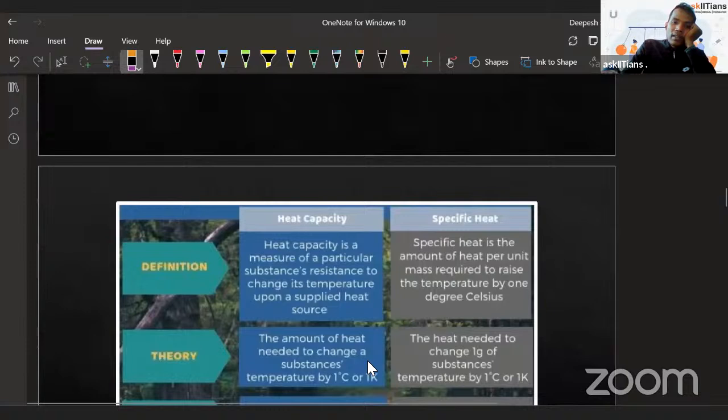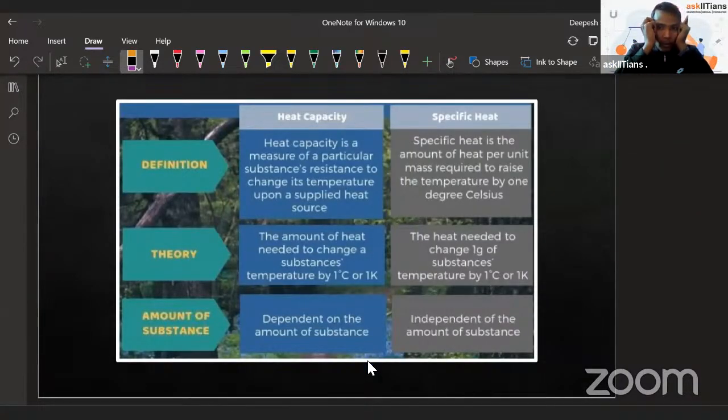The difference between heat capacity and specific heat is very, very important. So I will be repeating it 2 times, and you should understand it very well. Heat capacity is a measure for a particular substance, of how much heat we are giving it to increase the temperature, or I can make it easy: it depends upon the amount of the substance. Whereas specific heat is all about per unit mass, and it is independent of the amount of substance.